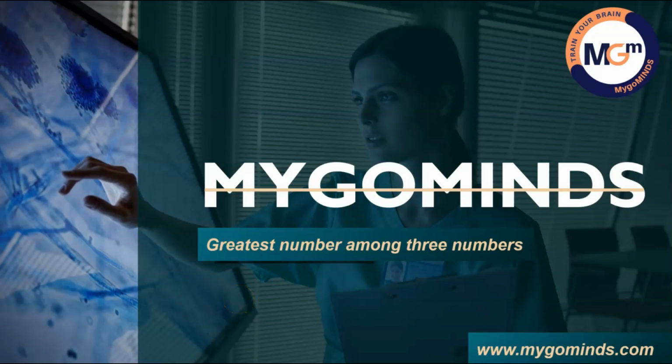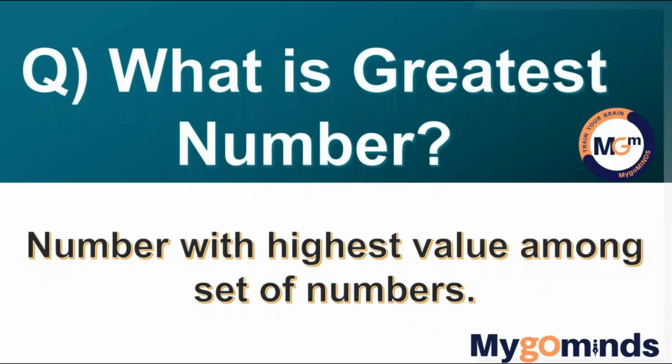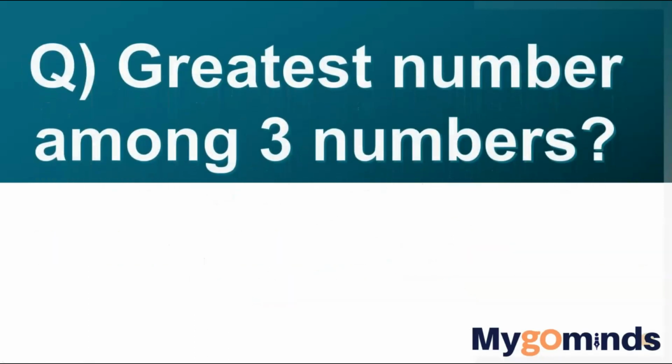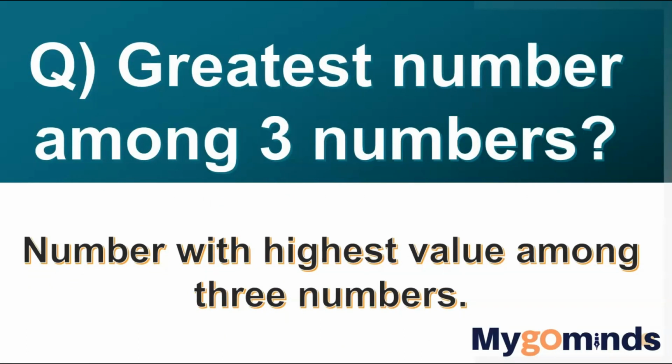So in this video, let us write a program where you can find the greatest number among three numbers. Before that, what exactly does greatest number mean? If there is a group or set of numbers, the number which has the highest value will be the greatest number, right? So what is the greatest number among three numbers? It is nothing but the number with the highest value among the three numbers.